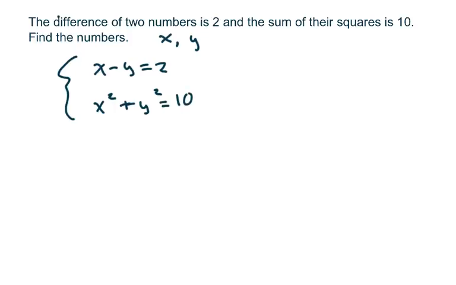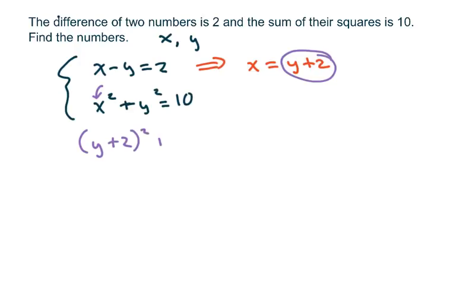So I set up my system correctly, and now I'm going to solve for x and y. I'll go ahead and solve for x because that leaves my y positive. So I have y plus 2. And then I substitute my x right in this x here. So I have y plus 2 squared plus y squared equals 10. I'm going to simplify, so I get y squared plus 4y plus 4 plus y squared.